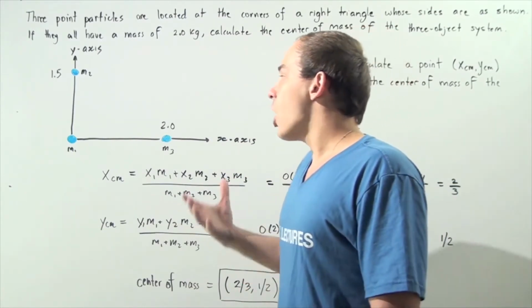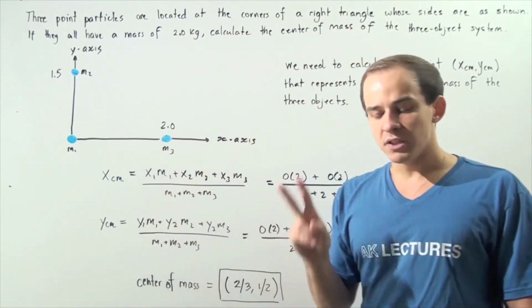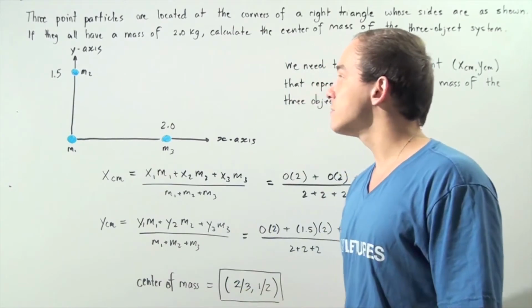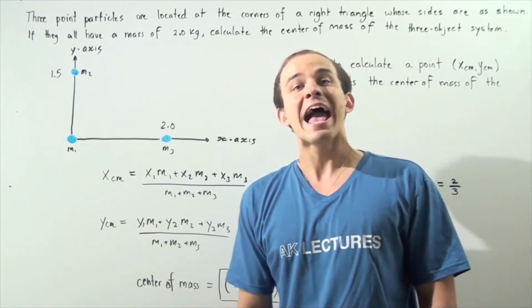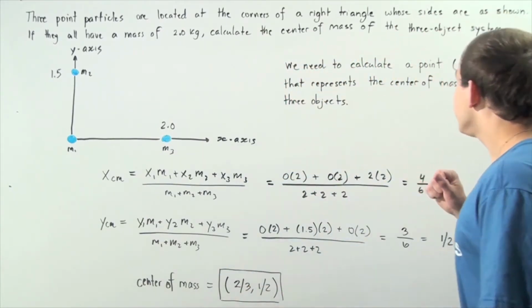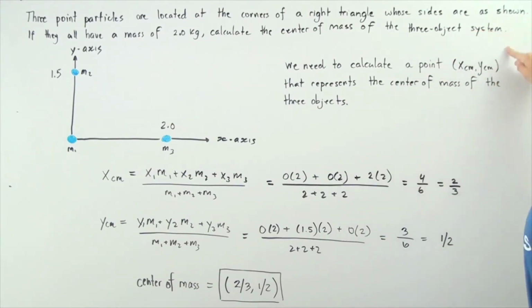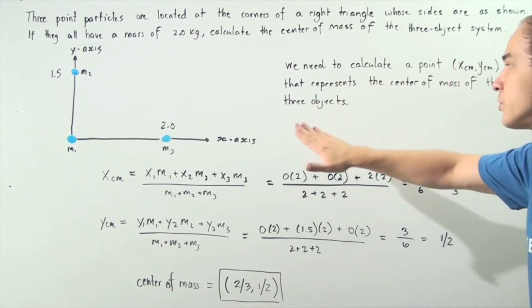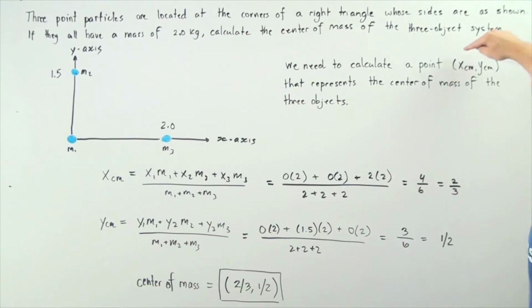So note that we are talking about a two-dimensional plane. That means when we actually calculate the center of mass of our system of 3 objects, we have to find the x coordinate point as well as the y coordinate point. So we need to calculate a point with the notation x, y, where this entire point represents the location of the center of mass of our 3 object system.